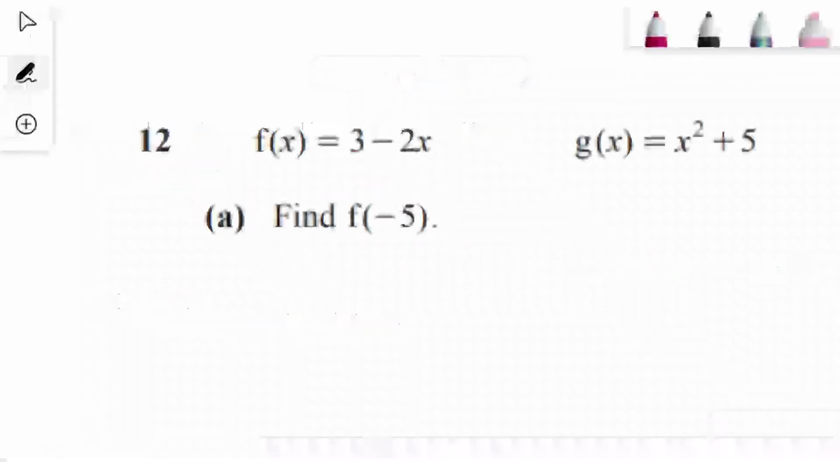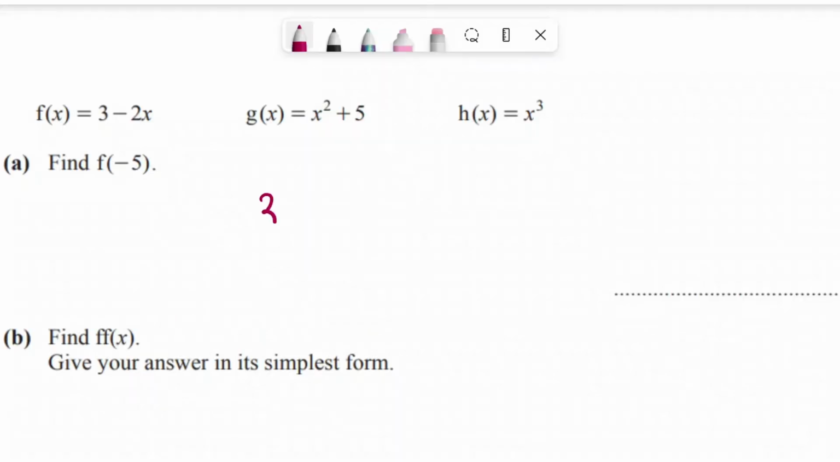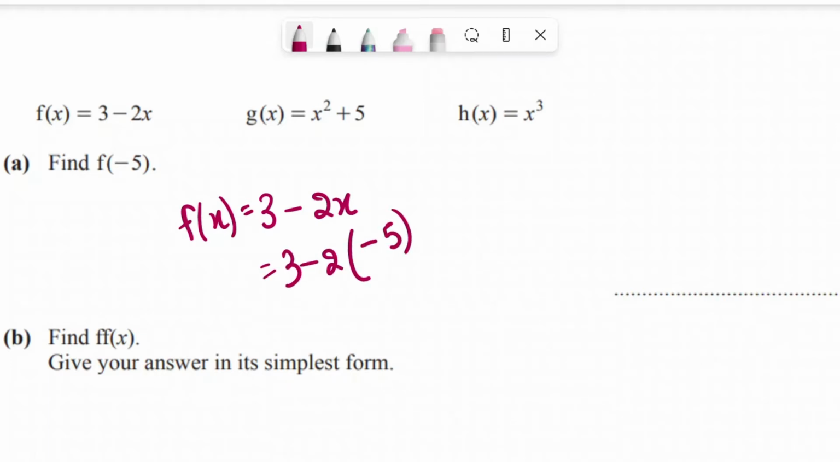So the first question is f of minus 5. This is fairly a simple question. All you have to do is take the function f of x. In that, instead of x, just substitute minus 5. Let's do that here. So it is 3 minus 2x, that is the function f of x. Now here, instead of x, substitute minus 5, you get 3 plus 10, which is 13.